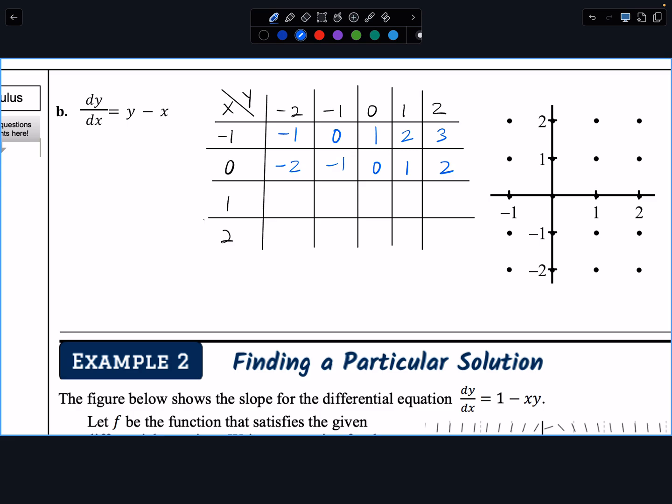So then also going down, do you guys start to see a pattern? So what's happening here? It's going smaller by 1. So this would be -3, -4. This would be, it's going down, so -2, -3. This is going down, so -1, -2. This is 0, -1, 1, 0. Oops, sorry.